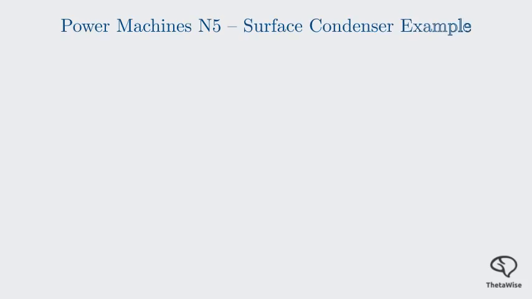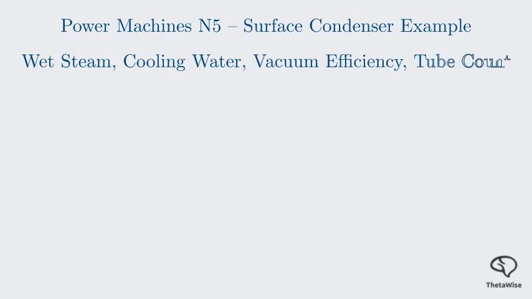Welcome to Power Machines N5. This is a surface condenser example. We will cover wet steam, cooling water, vacuum efficiency, and tube count.